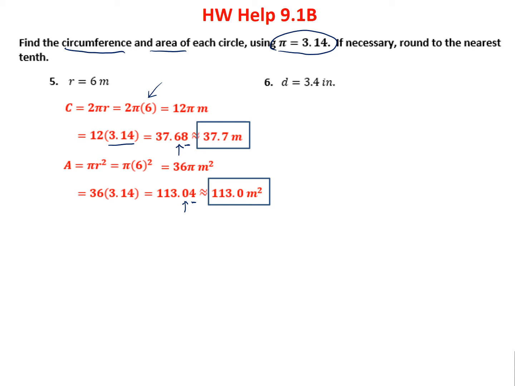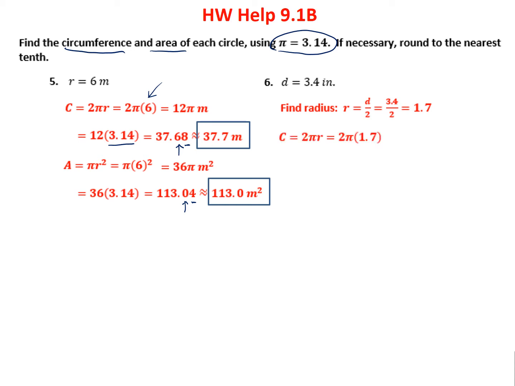Now the same thing for number 6, except number 6 is giving us a diameter. So the first thing we want to do is find the radius. The radius is half of the diameter. So 3.4 divided by 2 is 1.7. And now we do exactly with that what we did in problem 5. Plug it into the formula.